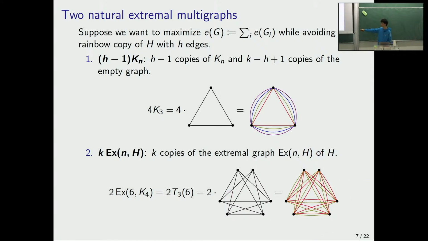The reason why this does not contain a rainbow copy of H, here a rainbow copy of K4, is that if this contained a rainbow copy of K4, then this non-colored T(3,6) would also contain a copy of K4, right? But this is impossible because we assume that this non-colored graph here is the extremal graph of K4. So they are very natural constructions, and please remember them until the end of the talk because they will be used very frequently.